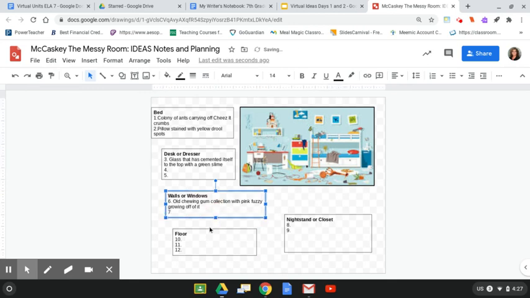And now I'm going to go on down to the floor. What are some things that are going to be found in this disgusting room? So I want some details. What are some things that you're going to find on the floor? And just list them down. And what are they doing? And what colors are they? And do the same thing with the nightstand and the closet.